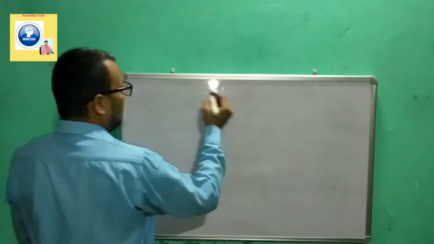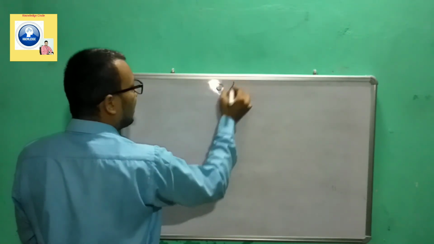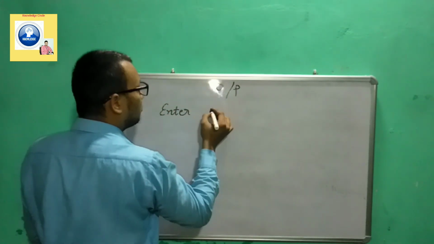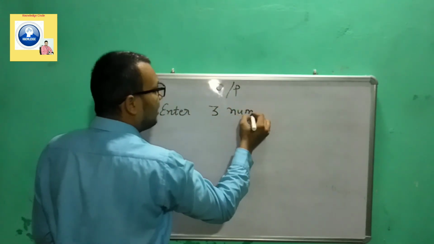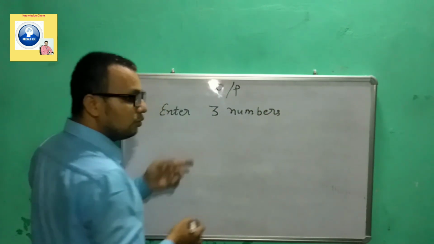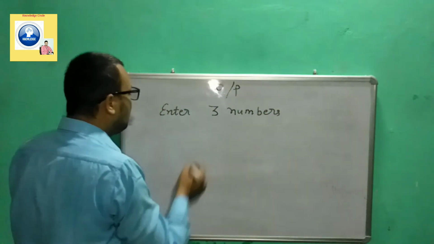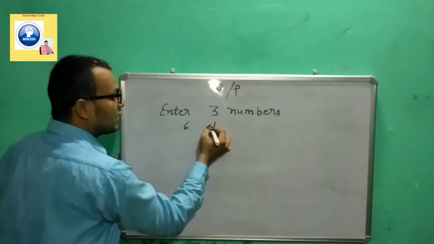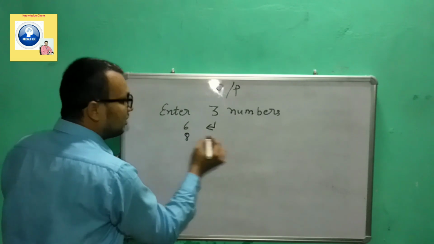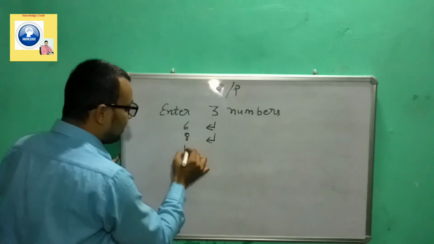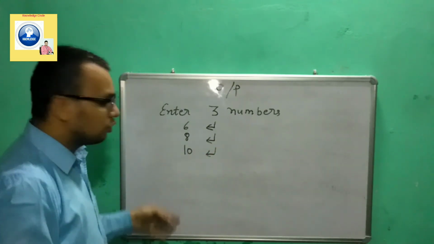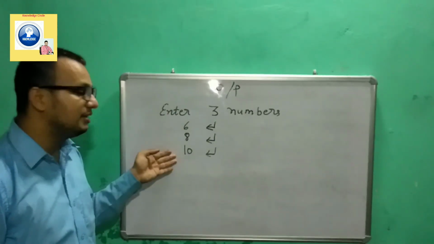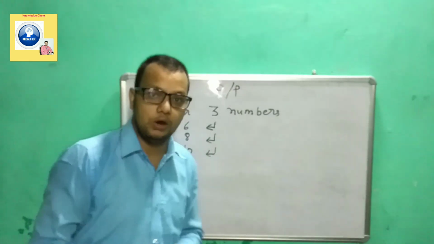For the output, the first message will be enter 3 numbers. When the user sees this message, the user will give values. Suppose the user has given 6 and pressed enter, then 8 and pressed enter, then 10 and pressed enter. So we got 6, 8, 10. We have to check whether 6, 8 and 10 are Pythagorean triplet or not.